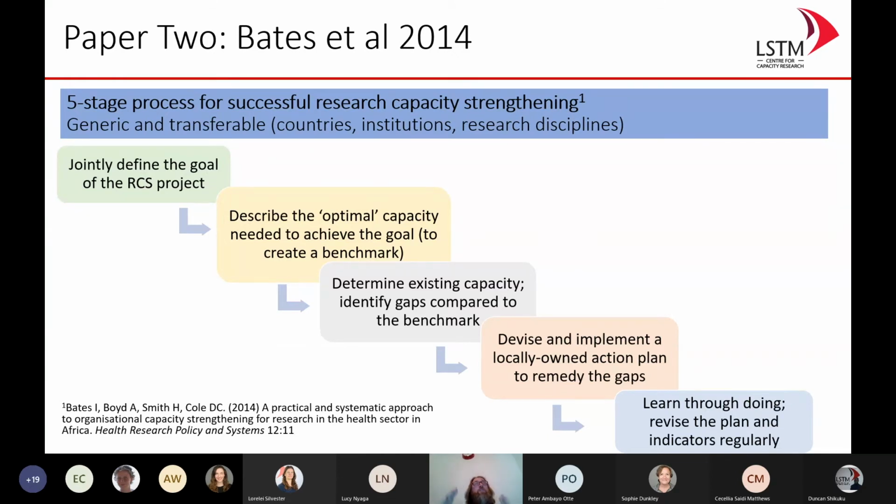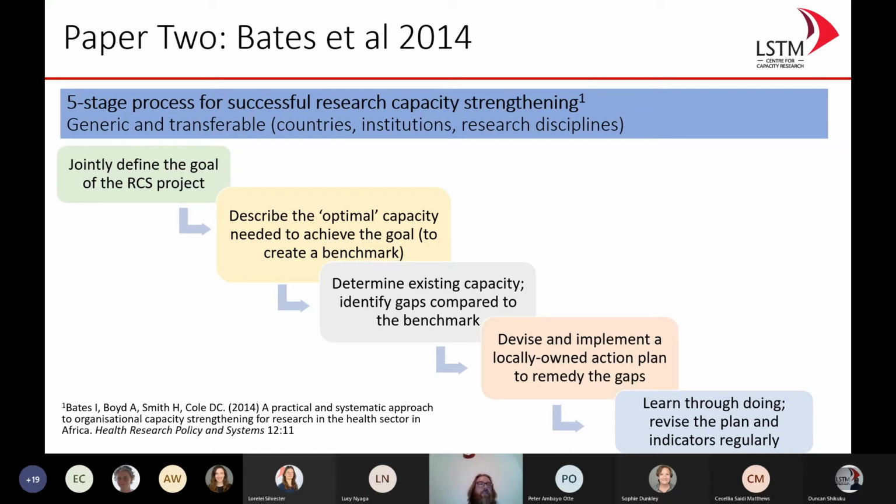That target can be determined in many ways: by expert consultation, by some review of the literature, by a combination of different things. But the idea is that a target of optimal capacity is identified. Once that target is identified in step 2, step 3 is then determining the existing capacity against that benchmark, if you like. So we knew there was a problem, but we don't know the extent of it.